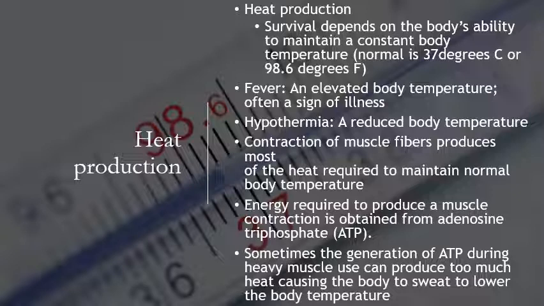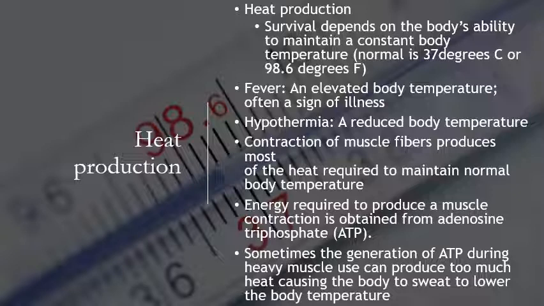Contraction of muscle fibers produces most of the heat that is required to maintain normal body temperature. So if you're cold, you go outside in what you guys call winter here in Tennessee. If you're cold, you'll move around more. You'll rub your hands back and forth together. You'll jump up and down. Well, that produces that body heat to keep that body where it needs to be for a temperature.